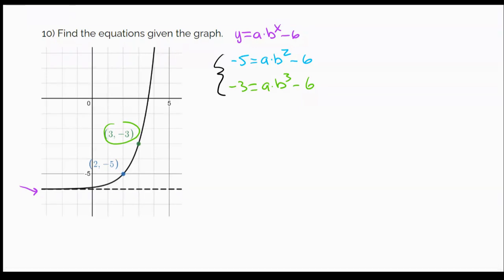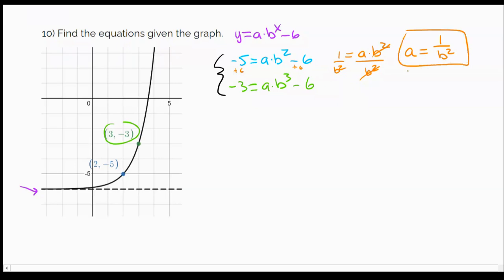So first thing I'm going to do here is, in the blue equation, solve for a to make things nice and simple. So I add 6 to both sides. 1 equals a times b squared, dividing both sides by b squared to get that a value alone, and I see that a is equal to 1 over b squared. Now this is important because I'm going to plug this back in to that second equation so I can solve for b.